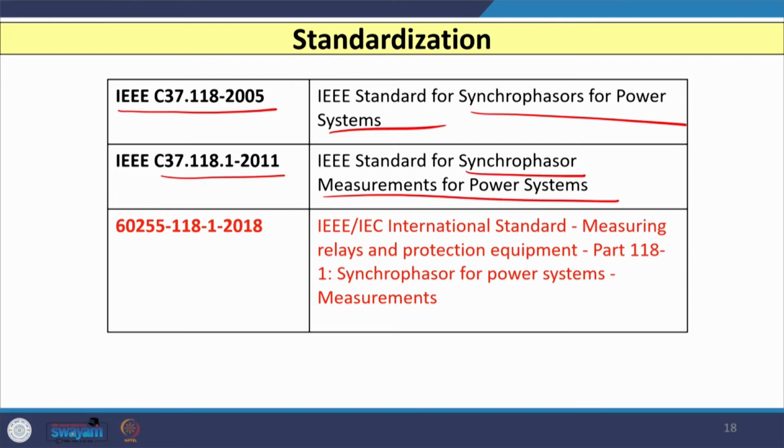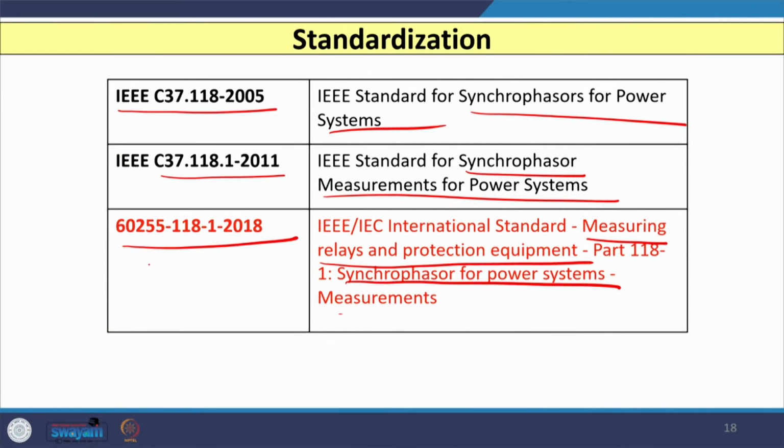And again it was amended in 2018 in the form of 60255-118-1, and the name of this standard is given as measuring relays and protection equipment, part 118-1, that is for synchrophasors for power systems and for measurement purposes. So, these are the standards you can refer to as far as communication in PMUs is concerned, and we will see a few aspects related to this communication in PMU with reference to this standard.